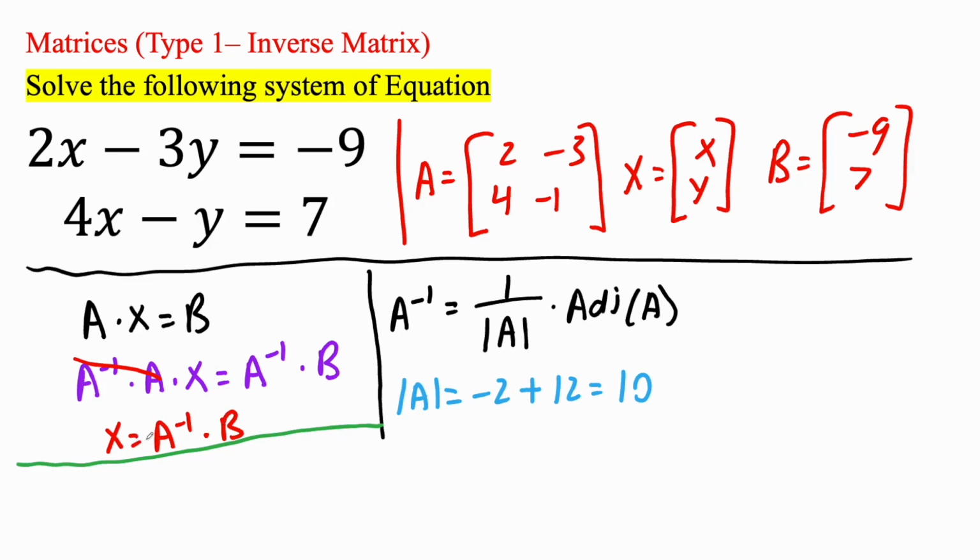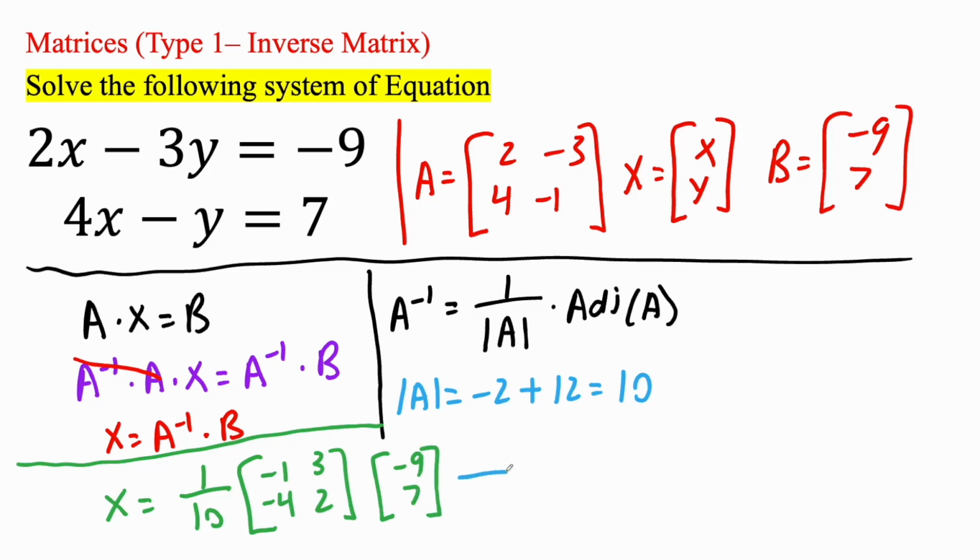So let's actually put it together right here. We have X is equal to the inverse matrix, 1 divided by our determinant, so 1 divided by 10, times the adjugate A. That's not too bad. To do this, you switch this diagonal. So this is 2, -1. Now it's going to be -1, 2. And then this diagonal, you flip the sign. So this 4 becomes a -4, and this -3 becomes a positive 3. And then we're going to multiply by matrix B, which is -9, 7.